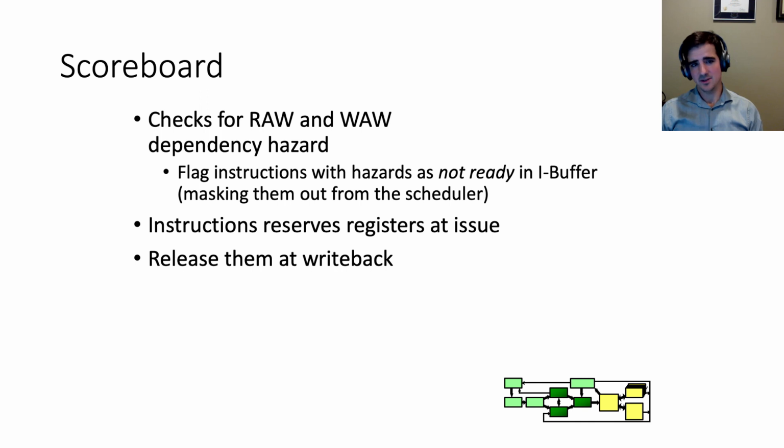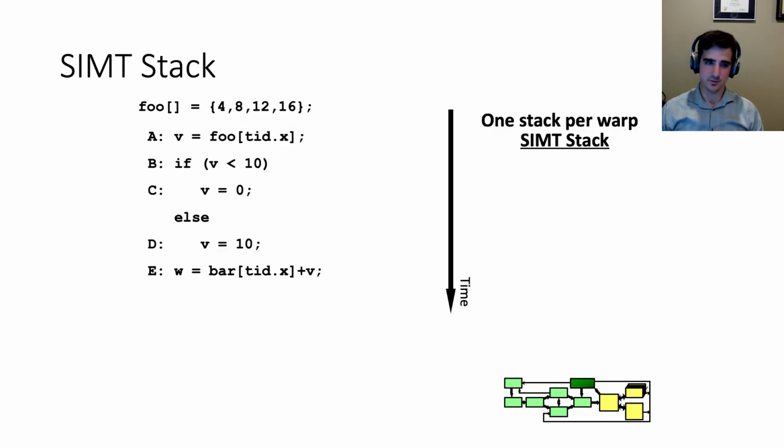The scoreboard is essentially exactly the same as has been described in class. It checks for dependencies to make sure that you don't have any read after write, or write after write dependencies or hazards. You're going to reserve the registers when the instructions are issued, and then obviously they get released when the result is written back, just like we studied in class.